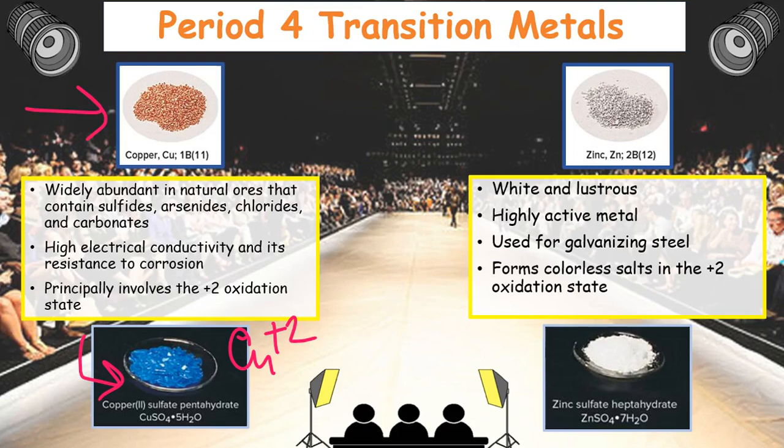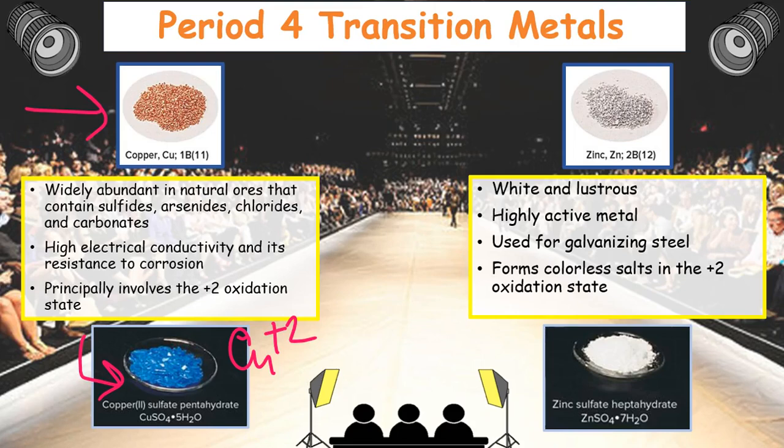Okay. So now let's get into zinc, our last period 4 transition metal. It's very white and lustrous, okay? It's a highly active metal. It's used for galvanizing steel, which means that it's providing a layer of protection for coating because it's not as corrosive, right? So for example, the copper that I already know is going to corrode, if it was galvanized with zinc on top of it, then it won't corrode as fast because the zinc is going to protect it. You see what I'm saying?